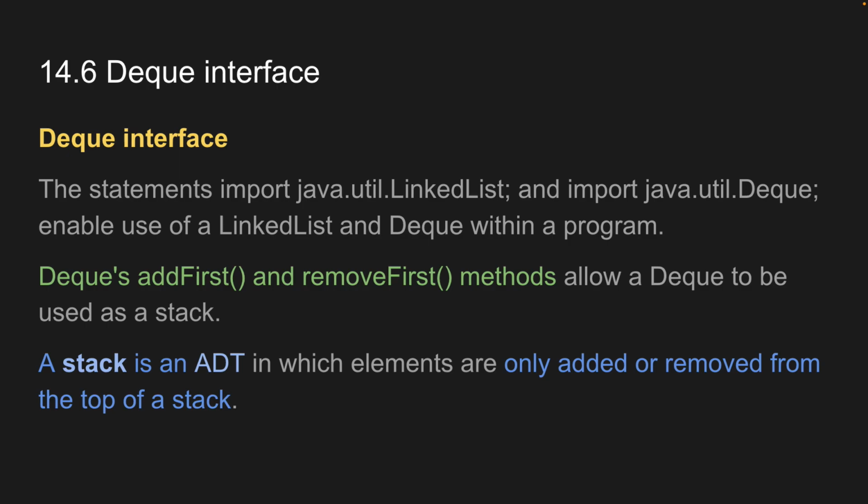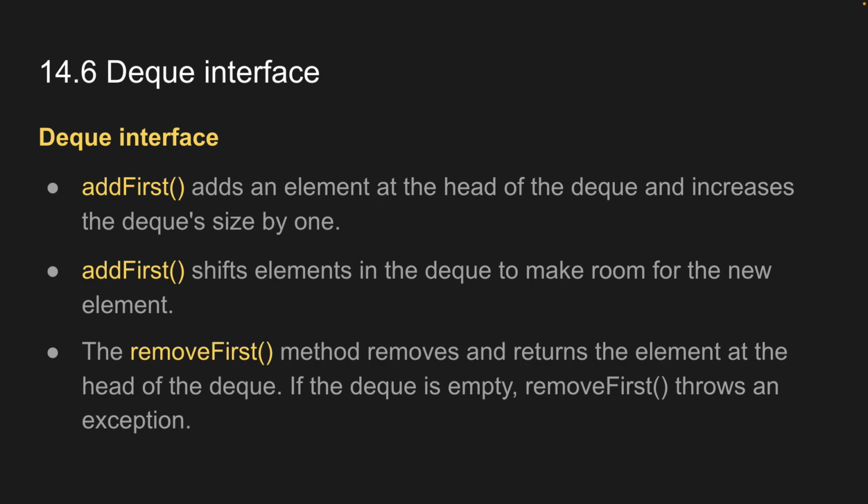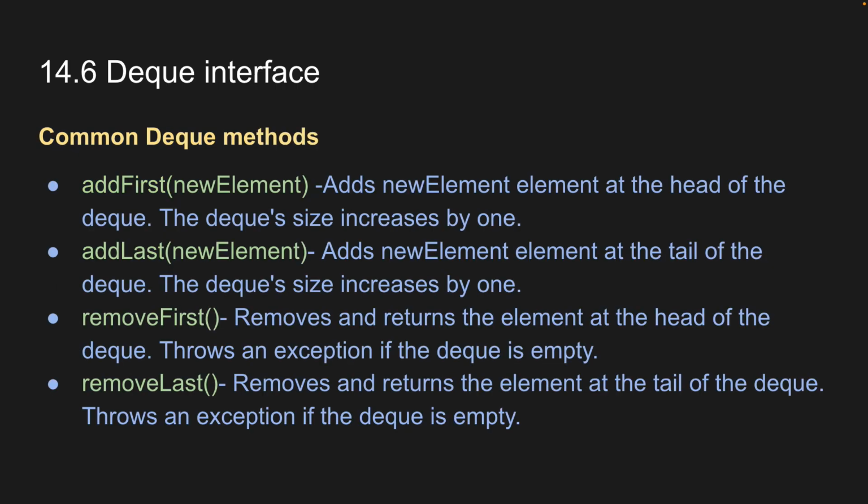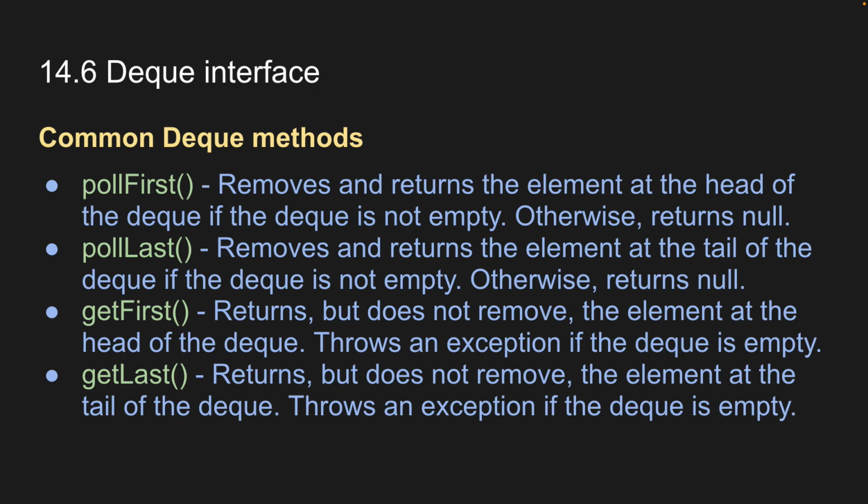The main methods that are commonly used are add first and remove first, as well as add last and remove last. And again, the deck is a stack. It's an abstract data type, either added or removed from the top of the stack. So you have add first, which adds an element to the head of the stack, shifting elements in the deck to make room for new elements. You could add last. You could remove first. You could remove last. Same ideas.